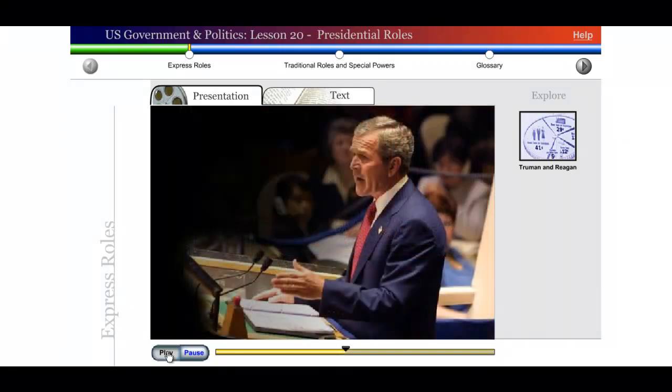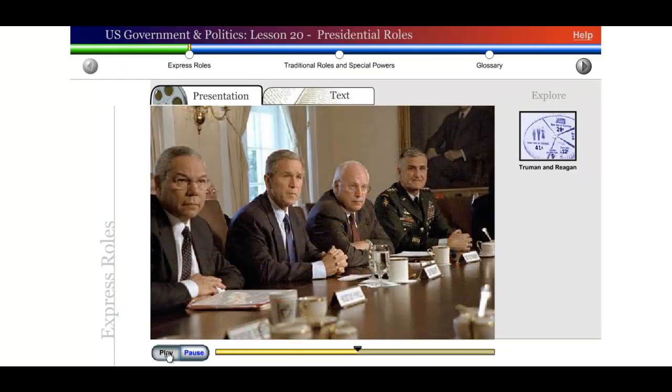As an administrator, the President heads an immense bureaucracy that includes the Cabinet, government agencies, and numerous commissions. He also appoints people to bureaucratic positions and proposes agency budgets. As a crisis manager, the President handles national crises, such as the September 11, 2001 attacks.